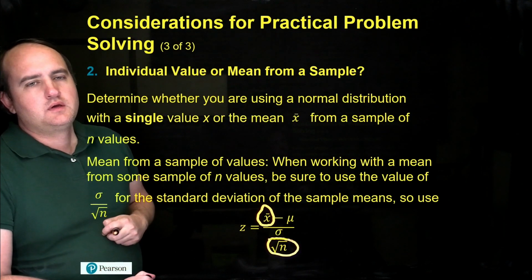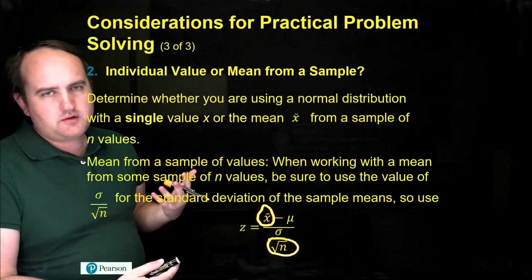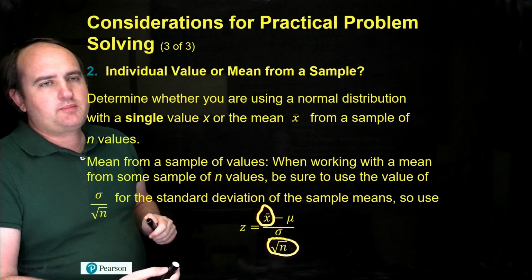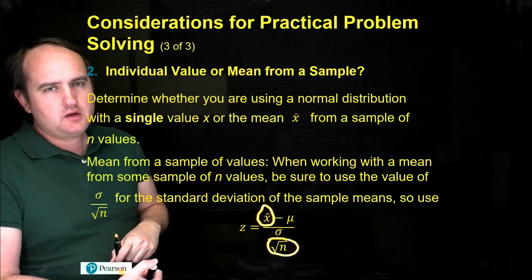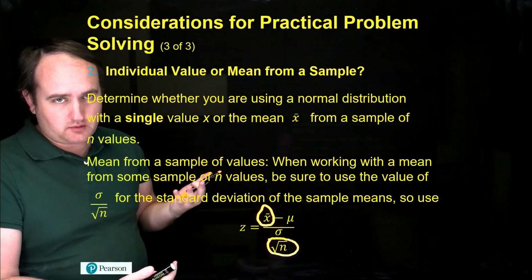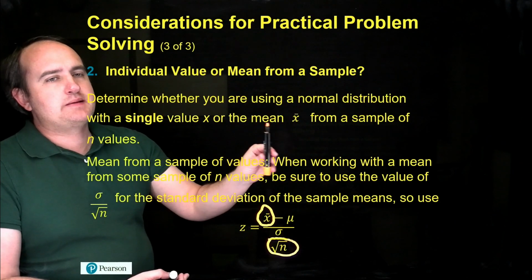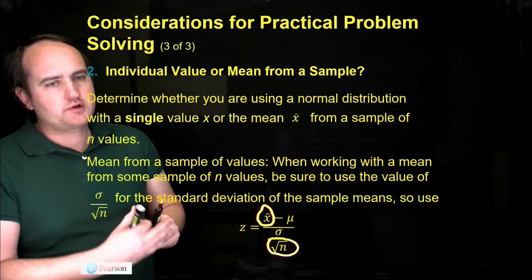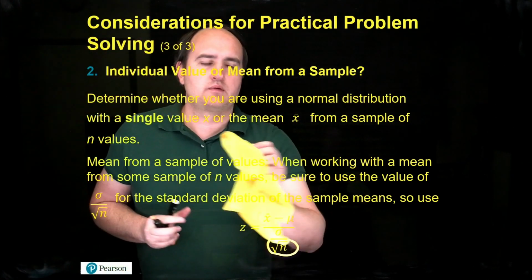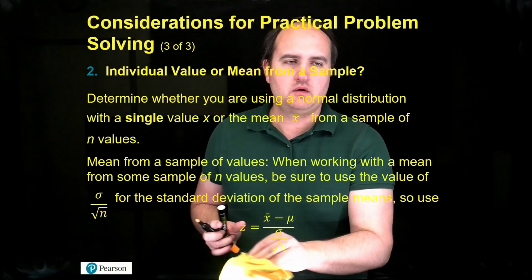Okay, so the only thing that's tricky is you just need to read the problem. If they're talking about the normal distribution of a single value x, then you would just use the usual z-score formula. But if we're talking about the sample mean x bar, we use this formula. Okay, so that's hopefully not too bad.